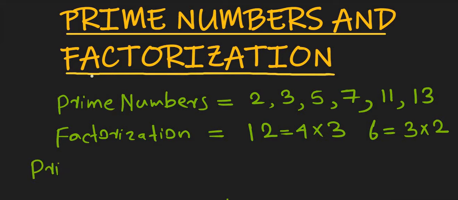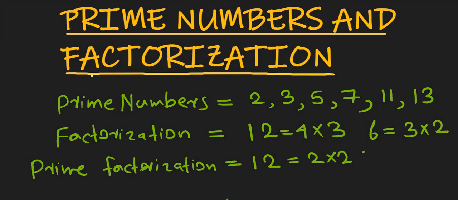Prime factorization: when a number is written as a product of prime numbers, we say that the number has been prime factorized. For example, the prime factorization of 12 is 2 into 2 into 3. 2 into 2 is 4, 4 into 3 is 12. Note that factorization differs from prime factorization because under factorization we can use all the factors of a given number, but under prime factorization we can only use the prime factors to factorize a given number.